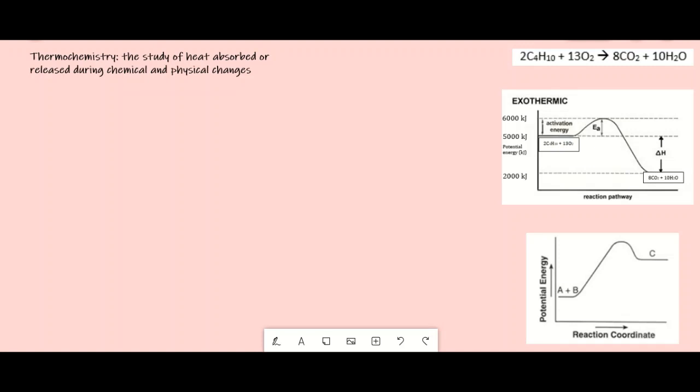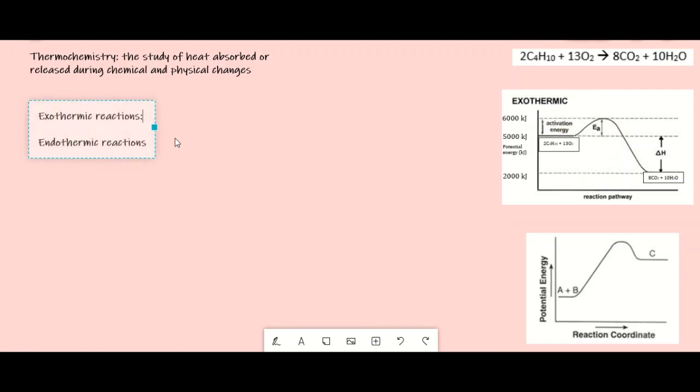Hey everyone, in this lesson we're going to review the two main types of reactions in thermochemistry. Remember that thermochemistry is the study of heat absorbed or released during chemical and physical changes. So we're going to differentiate between the changes that absorb energy or heat and the changes that release heat. These two are called exothermic reactions and endothermic reactions. So let me move this over to the side.